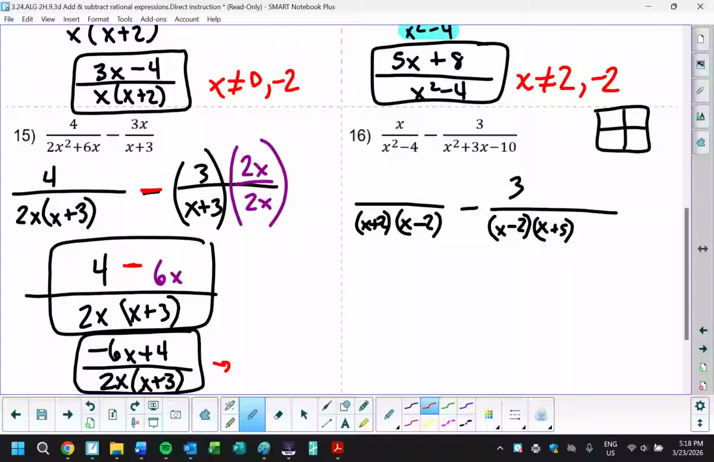Either way, you're going to see exclusions. X cannot equal 0 and x cannot equal negative 3.